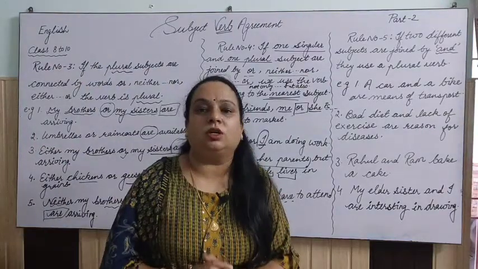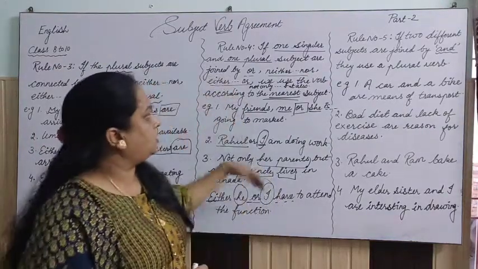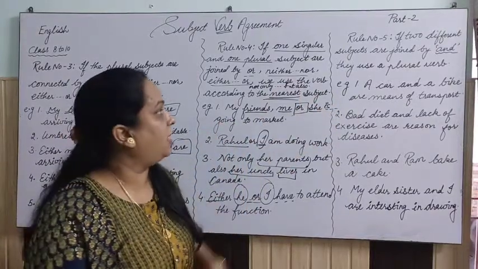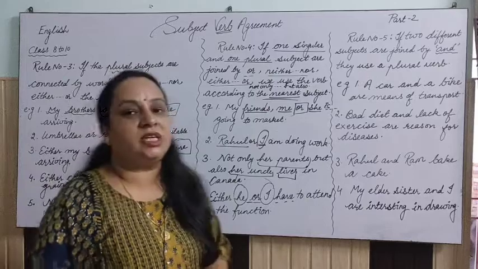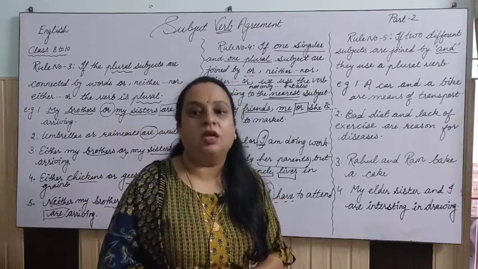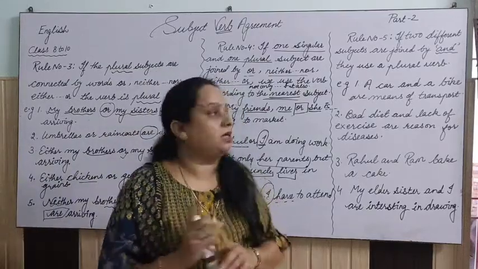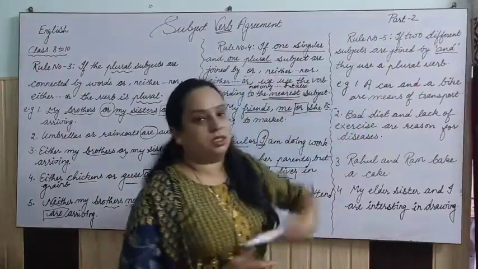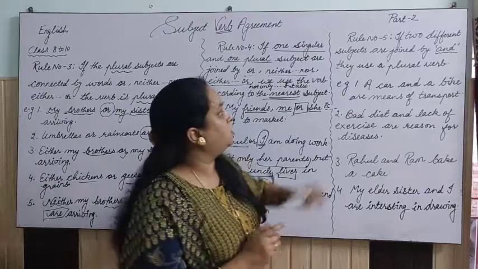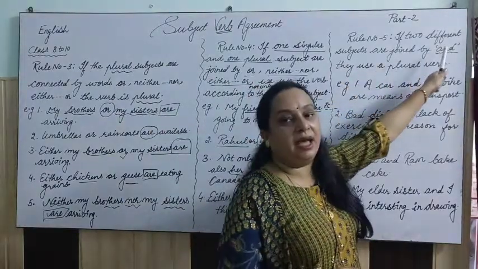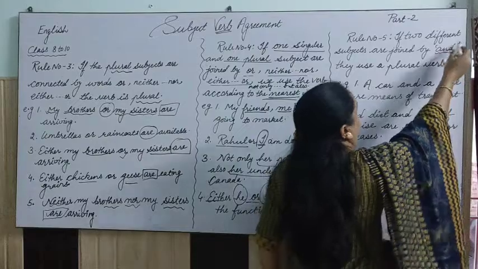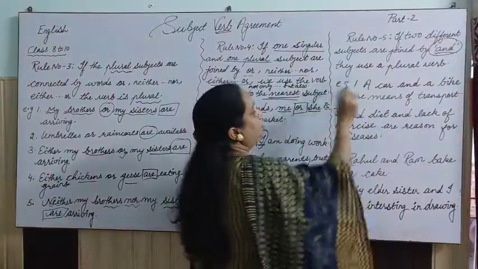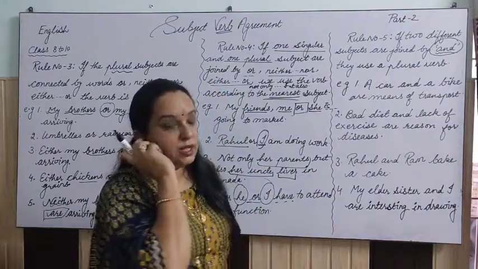Okay, if we will talk about rule number 5 today, this is actually other than either or and all that, we have done that. Now we have to see the word and, A-N-D. Now rule number 5 says, if two different subjects are joined by and, right? So you have to focus on and here. They use a plural verb.